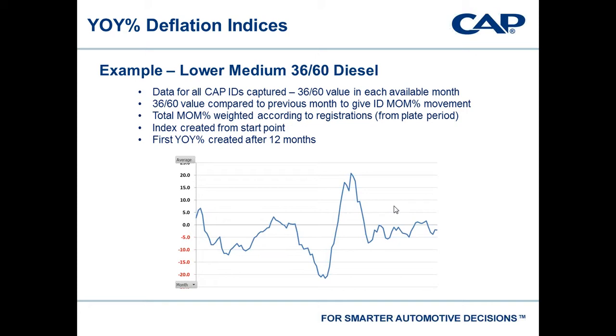The way we do that is we capture all the available data for every single cap ID. We look at the 3660 values wherever they're available, and we compare it to what that same vehicle was at 3660 the previous month, and that will give us a month-on-month movement. Therefore, normally if we're going from August to September or December to January or February to March, we'll get an increase in that month-on-month percentage because we're changing the plate, which represents a 3-year 60 value.